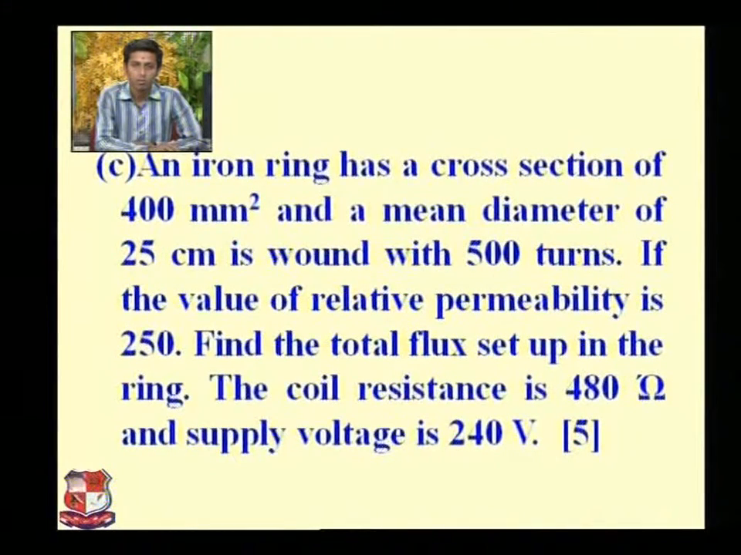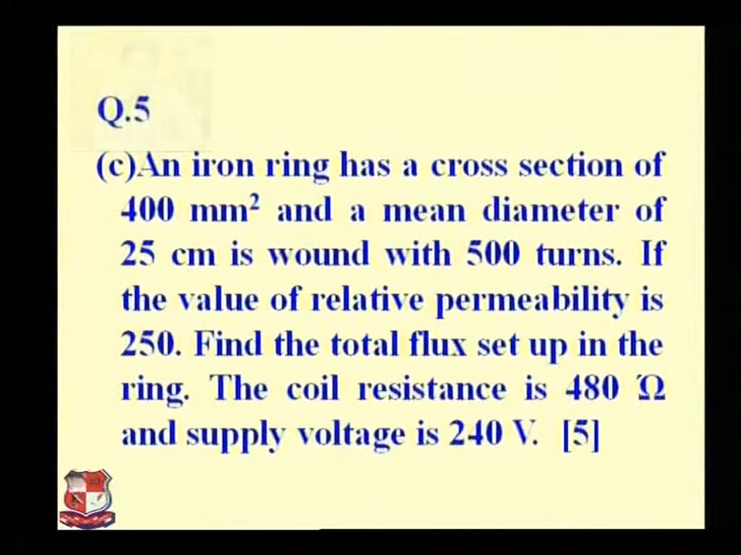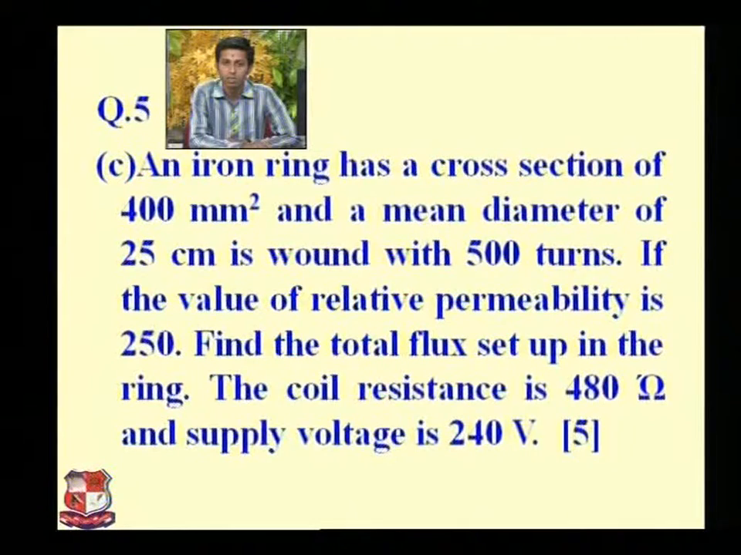Now a good example: an iron ring has a cross section of 400 mm square and mean diameter of 25 cm, and is wound with 500 turns. If the value of relative permeability is 250, find the total flux set up in the ring. The coil resistance is 480 ohm and supply voltage is 240 volt. So much data is given, but we have to find only one thing: the total flux set up in the ring.